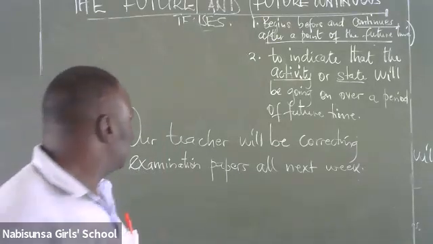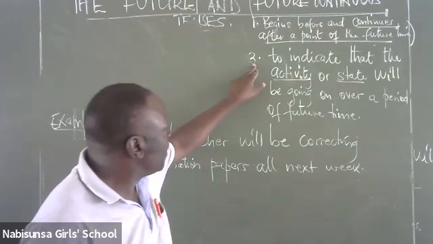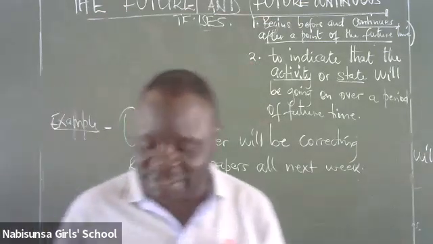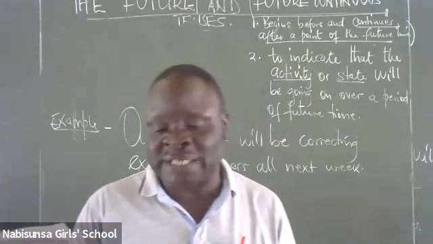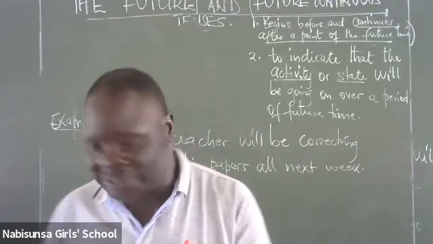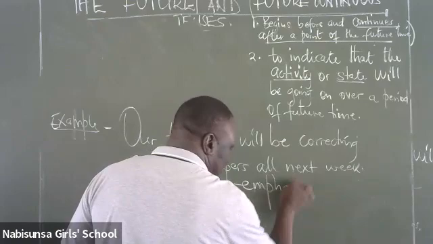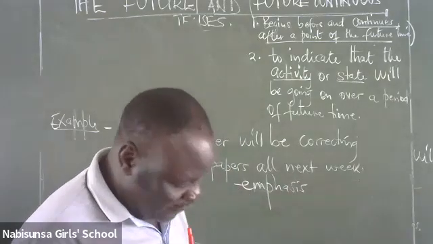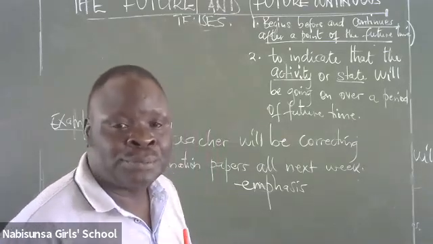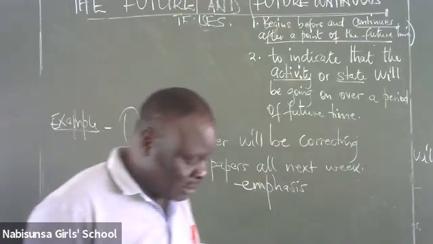Now, we have three examples for number two. And we are explaining that in such cases as the above three, the future continuous is used for emphasis. It would not be grammatically wrong to use the future simple. So in these ones, even the future simple can work.